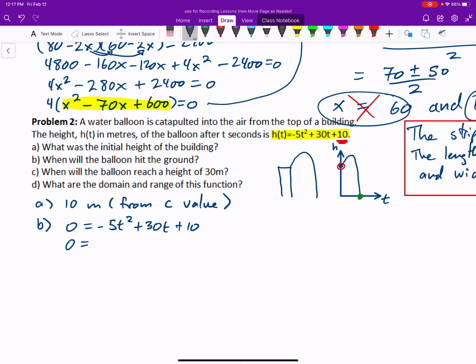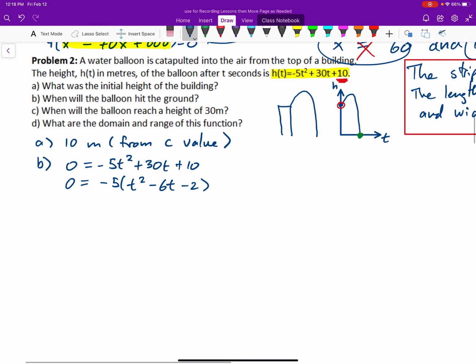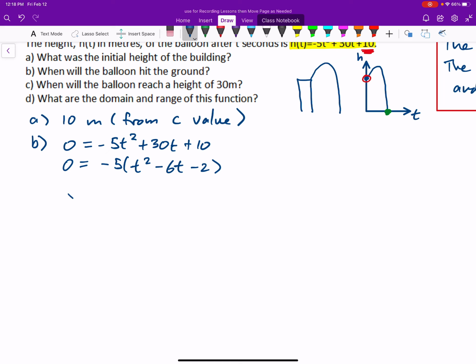We always look for a common factor, and it turns out that -5 can be taken out as a common factor in this case. So that's helpful. When I do that, what I've got left in the brackets is t squared minus 6t minus 2. Sadly, I can't think of anything that multiplies to give -2 and adds to give -6. And I say sadly because that means I have to resort to using the quadratic formula.